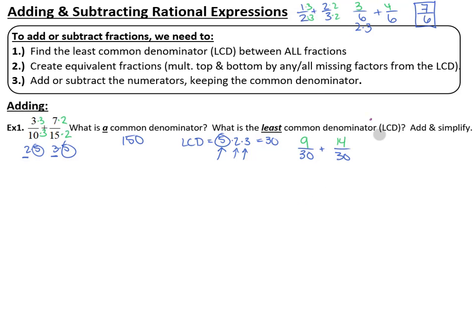And now that we have common denominators, we get to keep the denominator and add the numerators. 9 plus 14 is 23. 23/30 would be our simplified fraction.